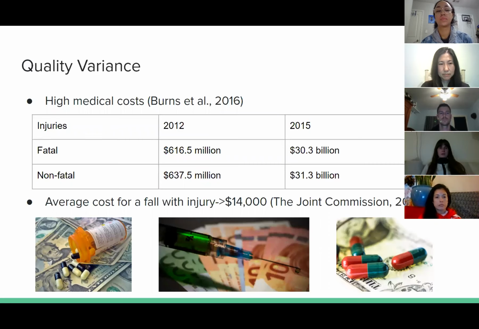Quality variance. Falls are proven to be a very costly event. In 2012, falls that caused fatalities cost $616 million and rose to $30 billion in 2015. In 2012, falls that were non-fatal cost $637 million, and in 2015, $31 billion. According to the Joint Commission, the average cost for a fall is about $14,000. Next slide.